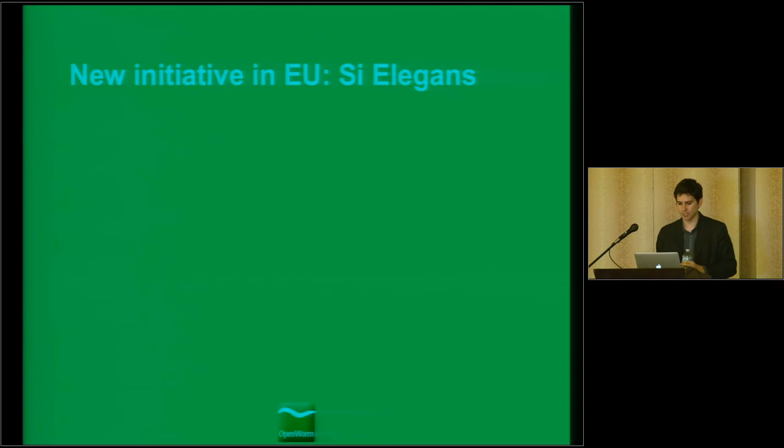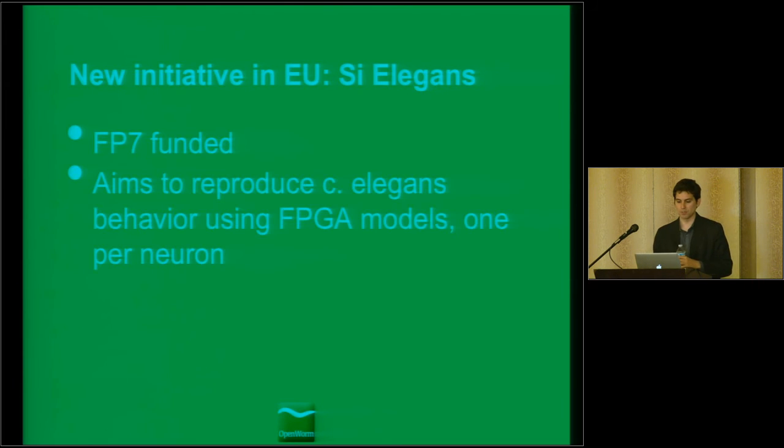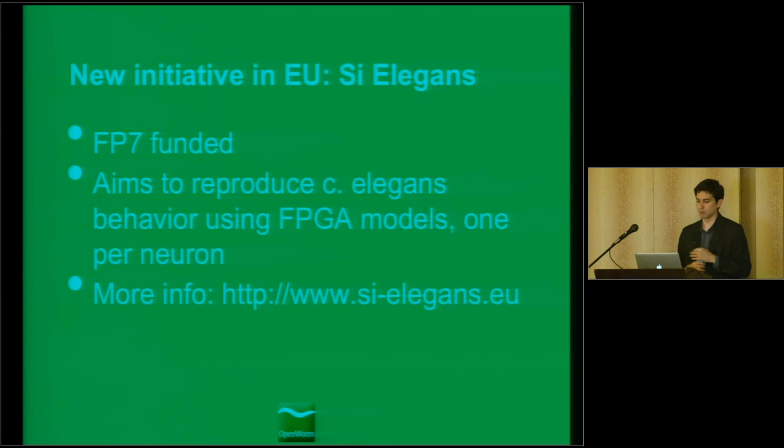And then I also wanted to mention, as we were talking about neuromorphic engineering specifically, a project came up, I think at the beginning of last year, called Si elegans, or silicon elegans, Si as the chemical symbol. This is funded by FP7 in Europe. It aims to reproduce C. elegans behavior using FPGA models, one per neuron is their approach. And here's where you can find out some more information about them.